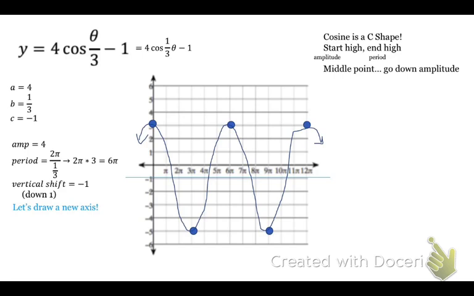So the difference between sine and cosine: with sine, you go up and you go down. With cosine, you start high, end high, and then the middle point is the low point. They are very similar. They're kind of just shifted from each other, but you need to know the difference. You need to be able to grasp the difference between those two.